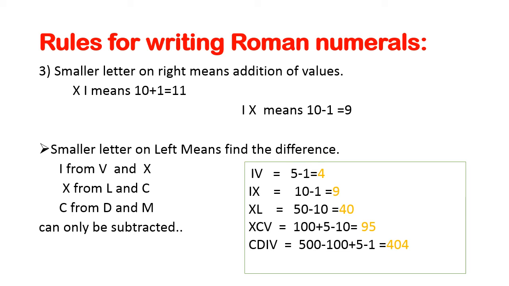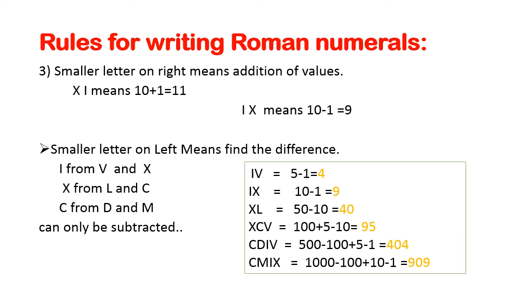CDIV. So what is the maximum value here? D, 500. So 500 minus. So what is the next maximum value? C. So that C comes on the left side. So minus 100. Then what is the next value? I and V. These I and V come on the right side. So plus 5. Then minus 1. So that is equal to 404.